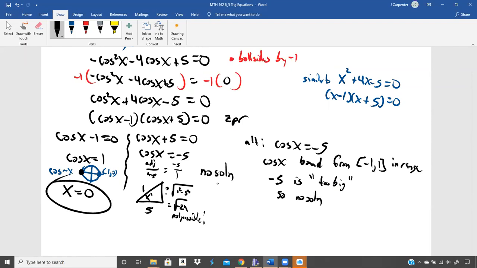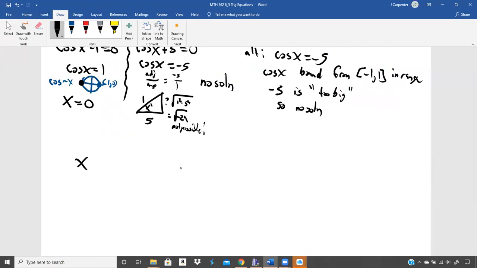But we still had the 0. So our answer is 0, right? You can say x equals 0, and you box that up and ship it out, and my math lab tells you it's wrong. Why? Because it's not good enough.